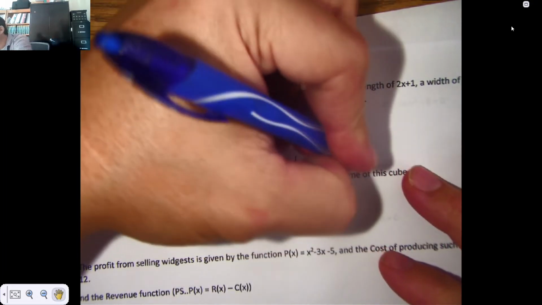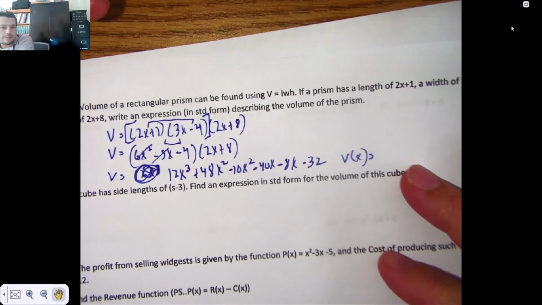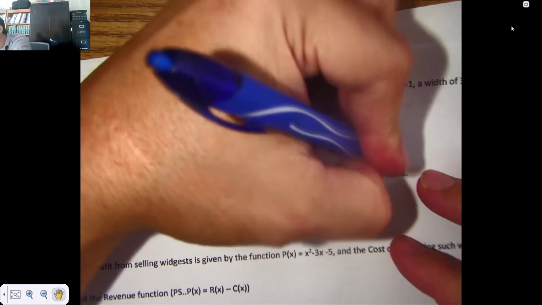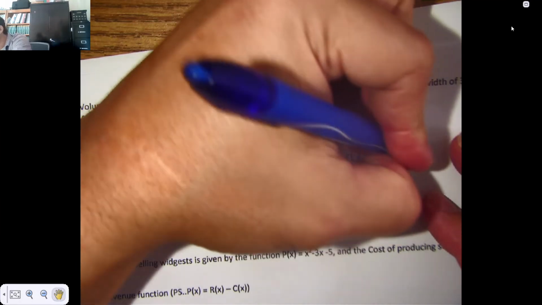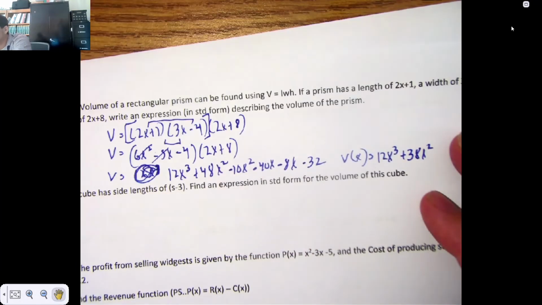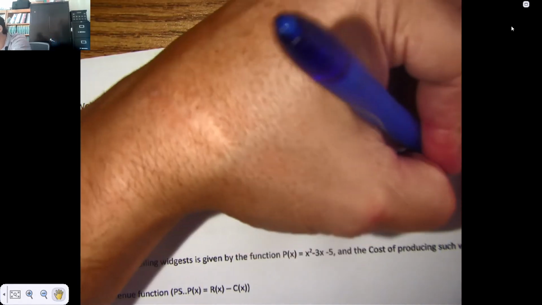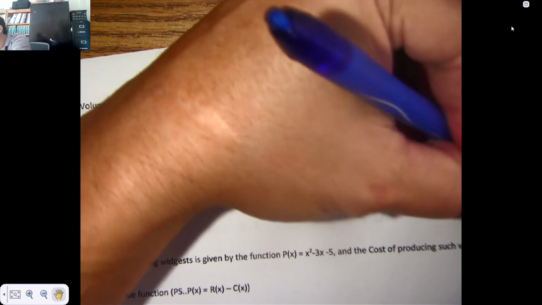So the volume as an expression of x, V of x, is 12x cubed plus 38x squared minus 48x minus 32. I got interrupted on that one. You should probably check my work on that one.